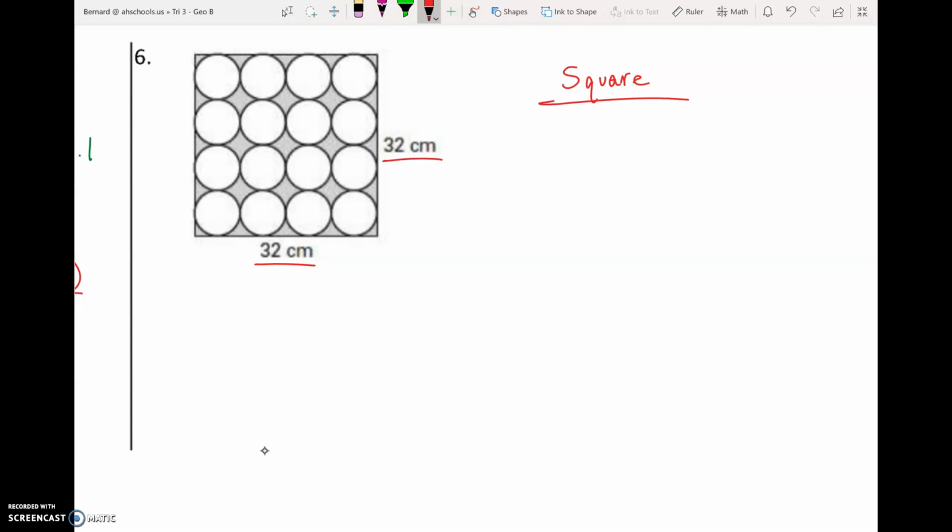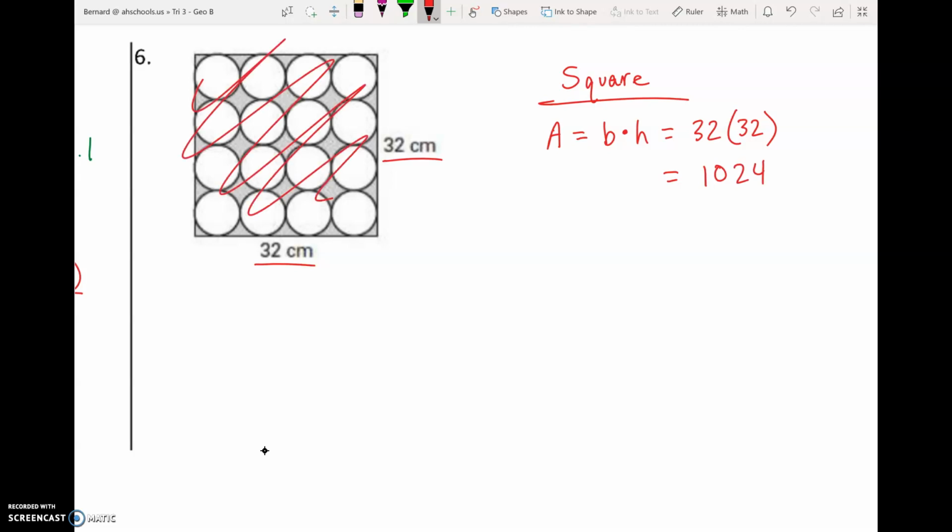And so let's just find the area of it real quick. And this time we won't use the diagonal one. Area of our square we'll just call base times height. And so that's 32 times 32, and 32 times 32 equals 1,024. So perfect. That is the area of everything, right?